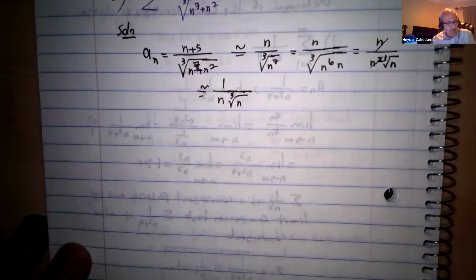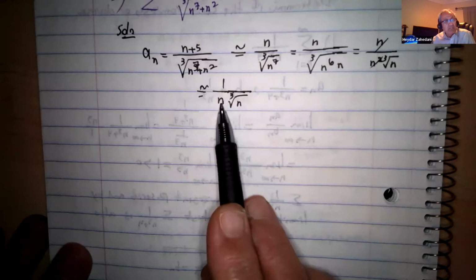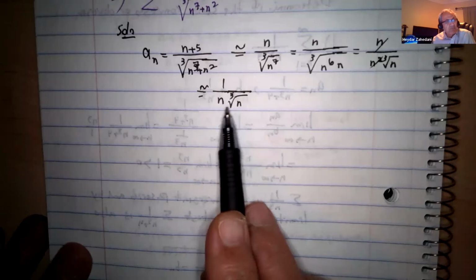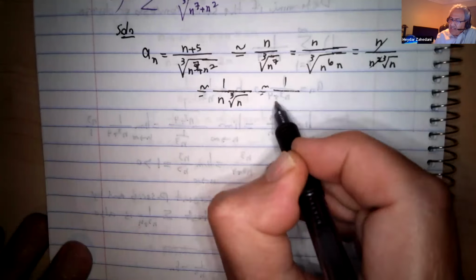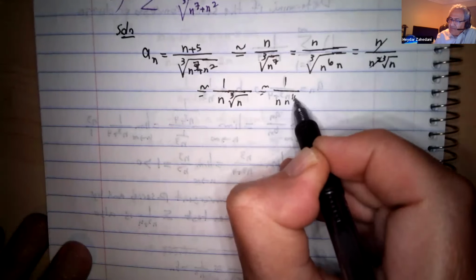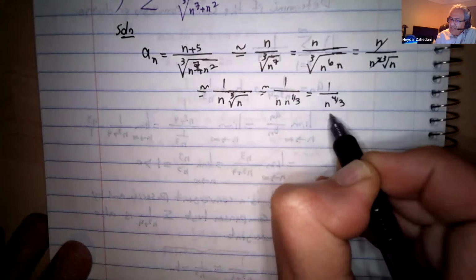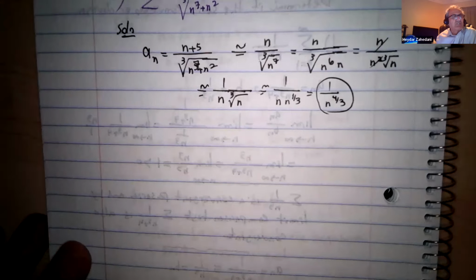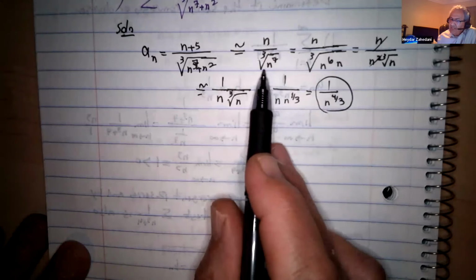So this is the situation we have. The power is 1 for the first n, and 1/3 for the cube root, so 1 plus 1/3 gives you 4/3. It's going to be 1 over n to the 4/3. You know that this is a P series, and it's going to be convergent right away. This is the way you are going to compare them together.